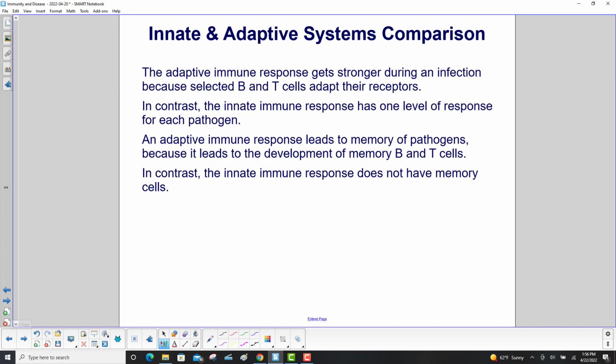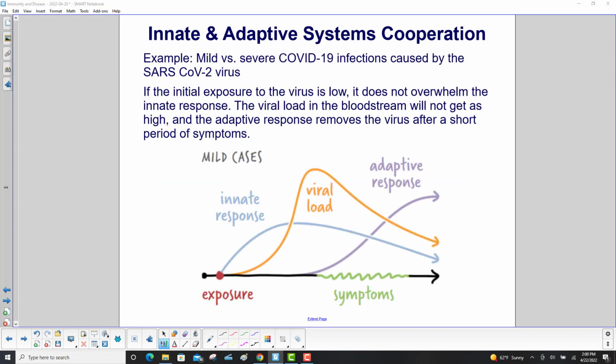The adaptive immune response actually gets stronger during an infection because the selected B and T cells adapt their receptors. In contrast, the innate immune response has 1 level of response for each pathogen. An adaptive immune response leads to memory of the pathogens because it leads to the development of memory B and memory T cells. In contrast, the innate immune response does not have memory cells.